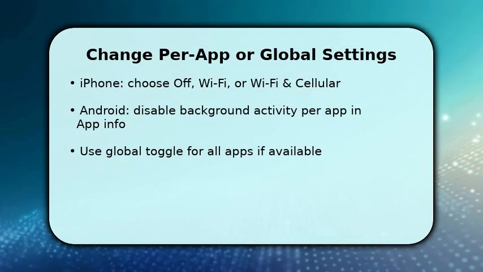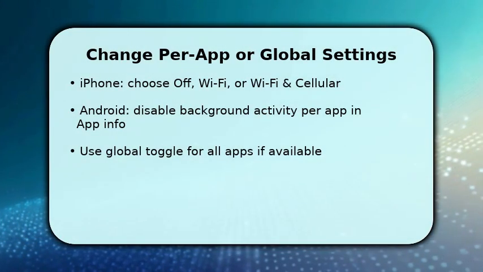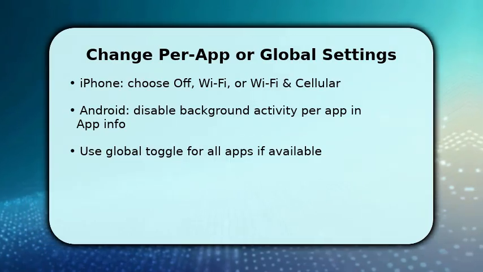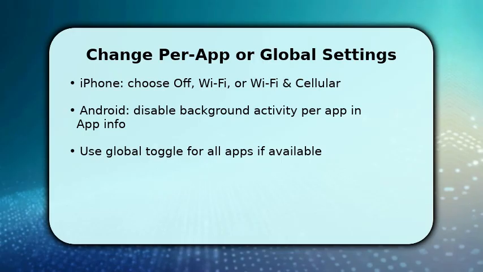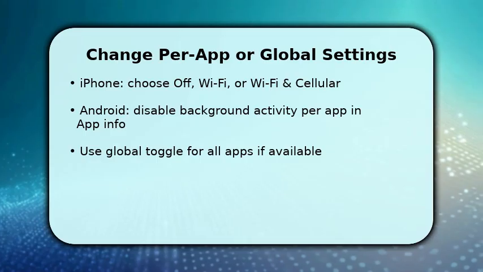Now take action. On iPhone, tap Background App Refresh and choose off to stop all apps, or select Wi-Fi or Wi-Fi and cellular to limit network access. If you prefer granular control, scroll the app list and switch individual apps off.